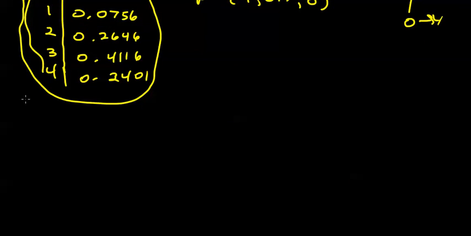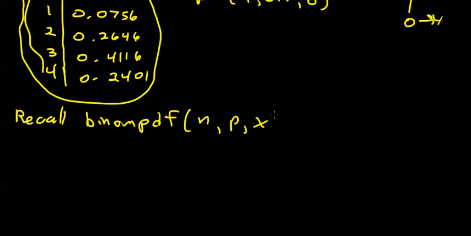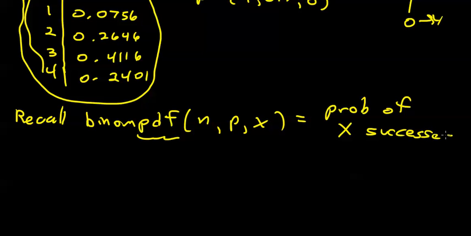Alright, recall the binomial PDF command, with n, p, x. The PDF stands for probability density function. This gives me the probability of x successes in n trials. Well, you already know that.